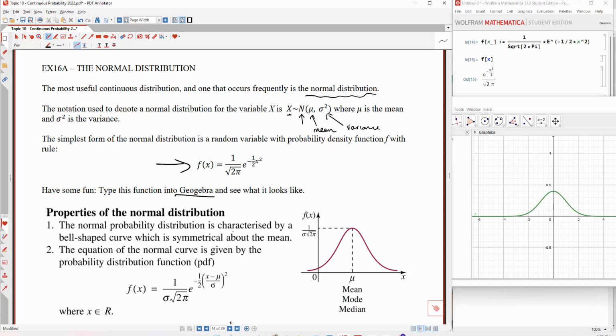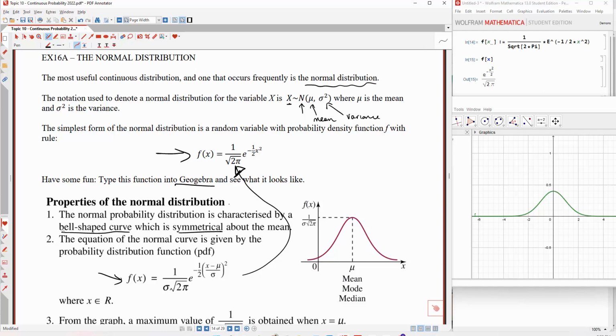The normal probability distribution is characterized by a bell-shaped curve, or the bell curve, which is symmetrical about the mean. And it's not approximately symmetrical, it is symmetrical about the mean. The equation of the normal curve is given by this PDF. Okay, so I know that that's different from this one here, because this one is what we call the standard normal distribution curve. This one here is a transformed version, and I'll talk about that a bit more as we go along.